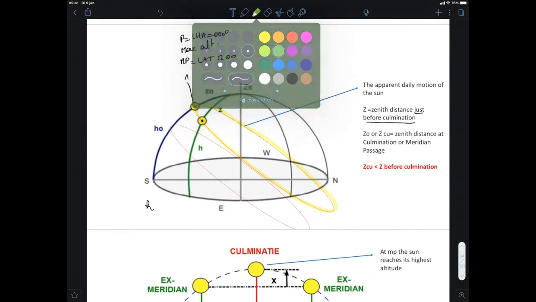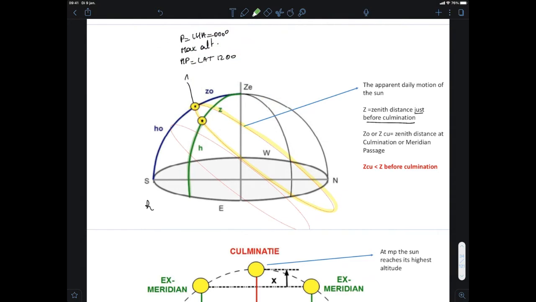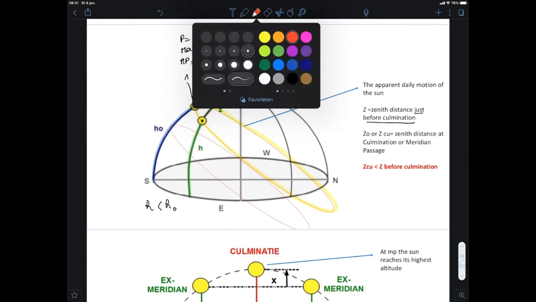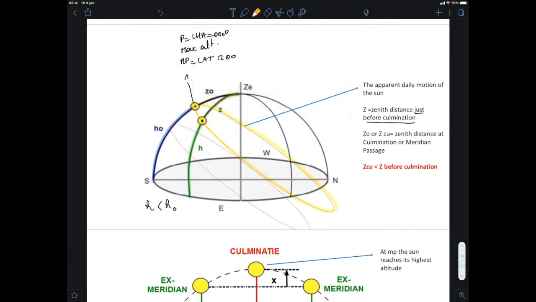Now, when we observe the sun just before culmination, we see that H, the green line here, the altitude just before culmination, will be lower than the altitude at the moment of culmination. So we know that H in this case will be smaller than HO. On the other hand, if we look at the zenithal distance, Z will be bigger than the zenithal distance at the actual moment of culmination. So in this case, Z will be bigger than ZO, where ZO equals Z, the zenithal distance at culmination.